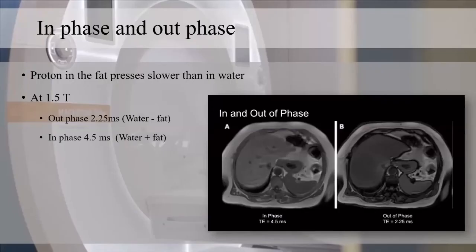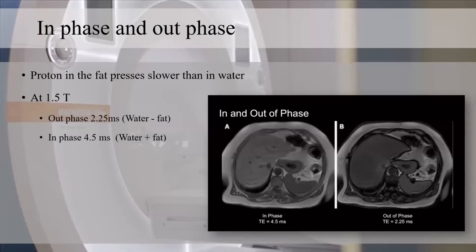Now we'll move to the in phase and out of phase. This sequence we are using in the abdomen. Here, the protons in fat precess slower than the protons in water. Both the protons in fat and water, the precession is different. So one is slower, the fat protons are slower compared with the protons in the water.